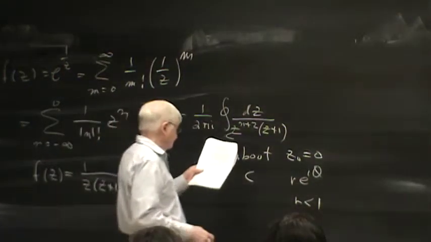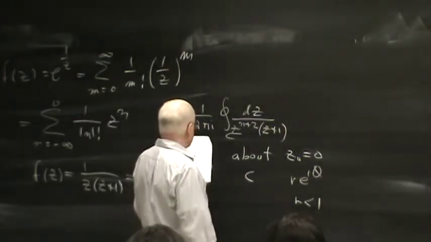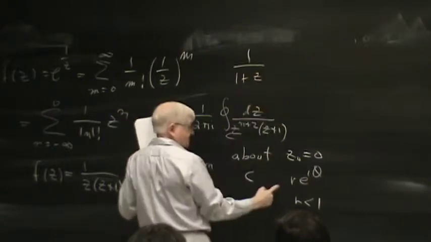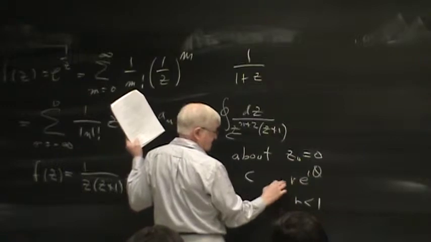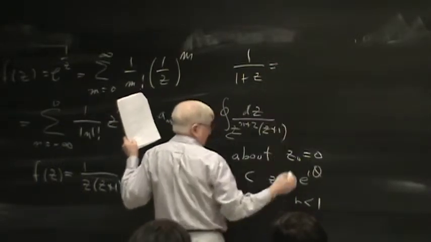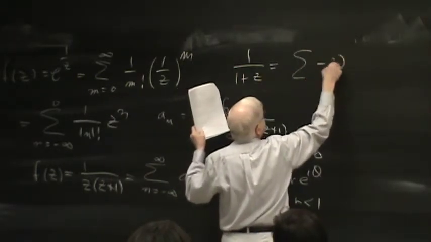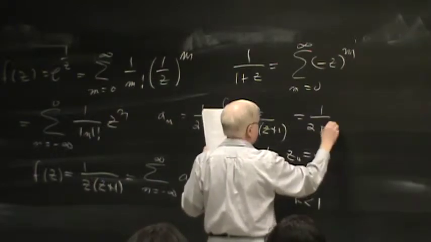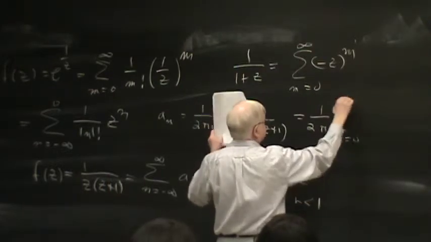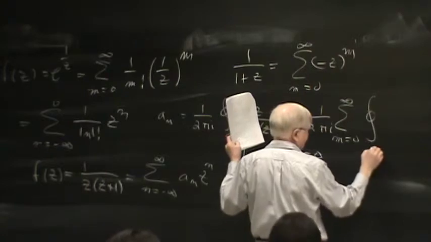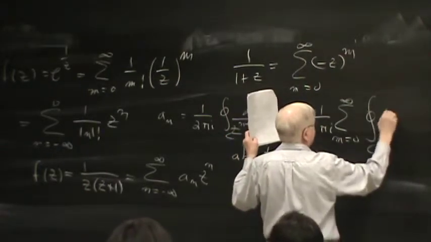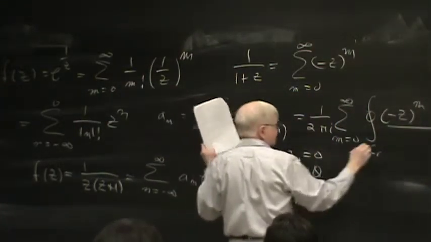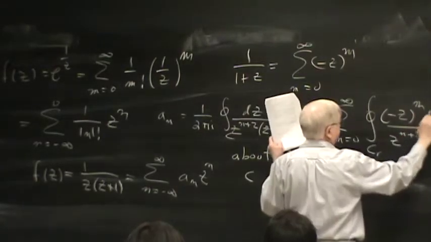And so, one way to do this integral is to use once again the graduate student's friend, 1 over 1 plus z. Inasmuch as I'm doing this about z equals 0, and z is going to be r e to the i theta, and r is less than 1, then this is the sum of minus z to the m, m equals 0 to infinity. And so when we stick that in here, we get 1 over 2 pi i, the sum m equals 0 to infinity, of the integral on this contour of radius r, C sub r, of minus z to the m from this z plus 1 expansion, and then z to the n plus 2, and then, of course, dz.